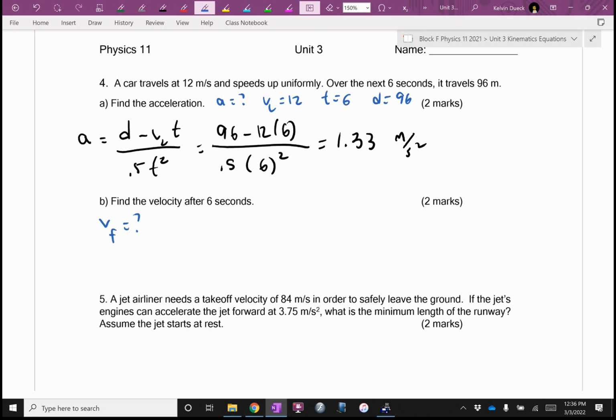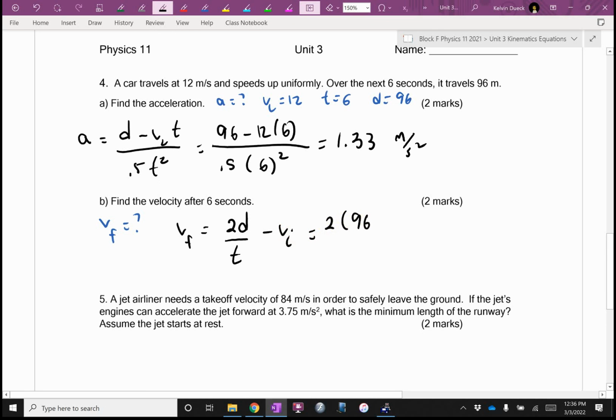Also the same as the previous number 1, except this time VI isn't 0. I'm going to use the one with the brackets in it. What's it going to look like? Well, I think the D would stay where it was. I would times by 2, divide by T, and then minus the VI. It's going to be 2 times the D, divide the T, and then minus the VI.